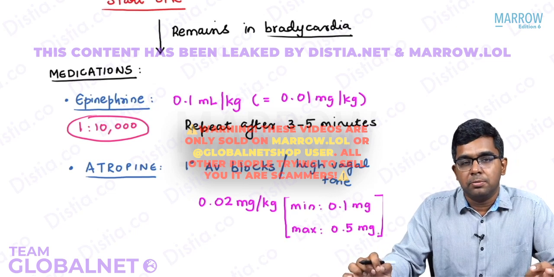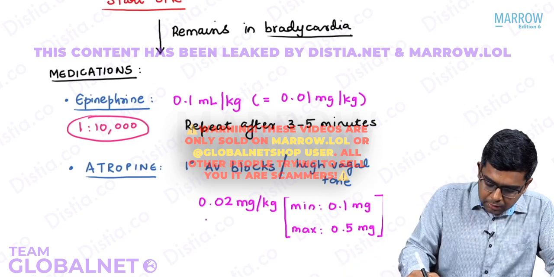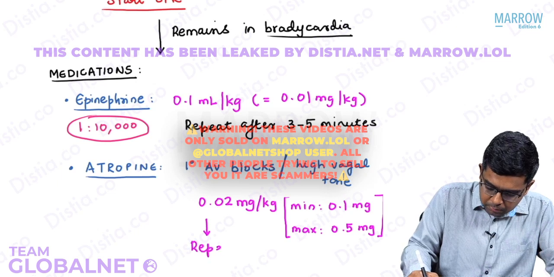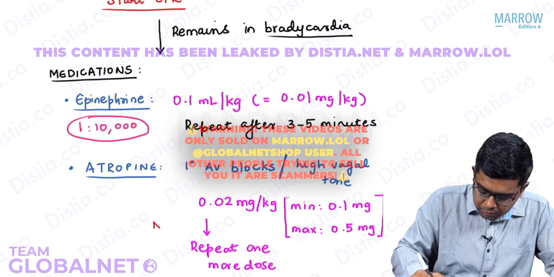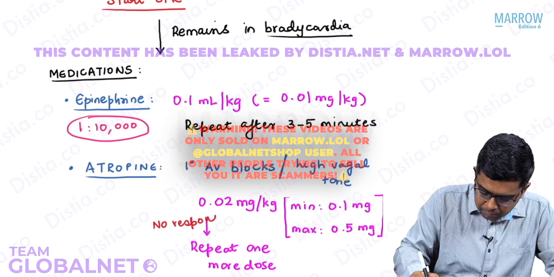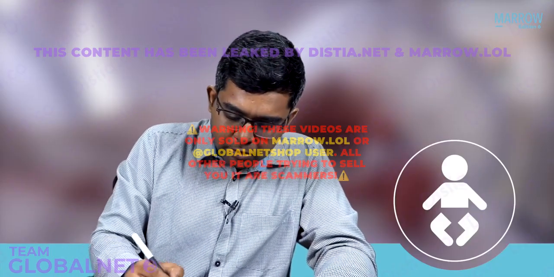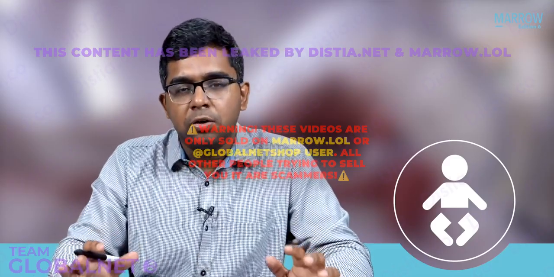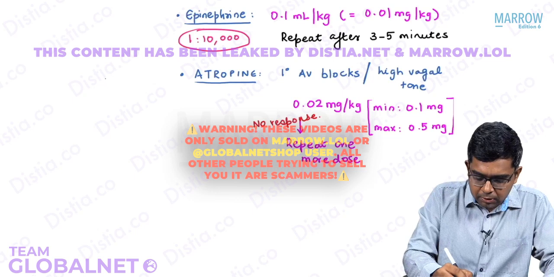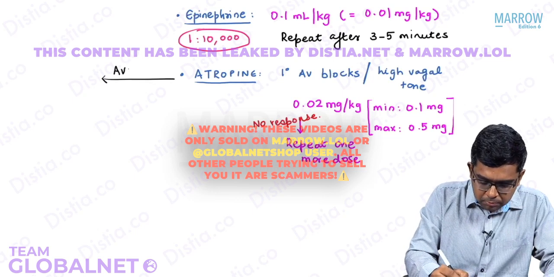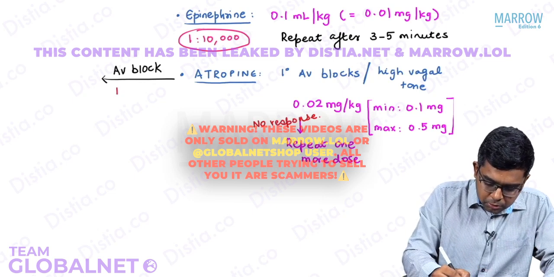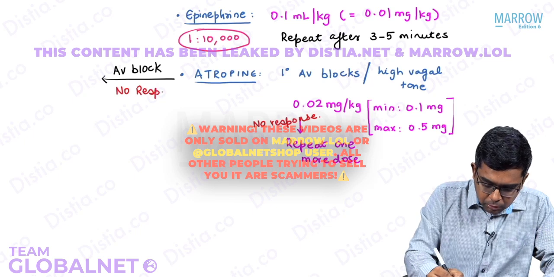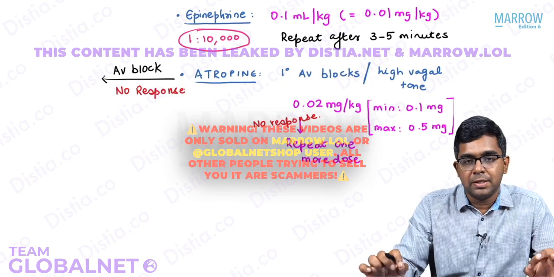Okay, that's an important point to be noted. Now, you can repeat one more dose of atropine if there is no response to the first dose. Okay. Suppose you have a patient with AV block and he is not responding to atropine. So the situation is AV block or heart blocks and there is no response to atropine. You have given the second dose of atropine also, to which there is no response.